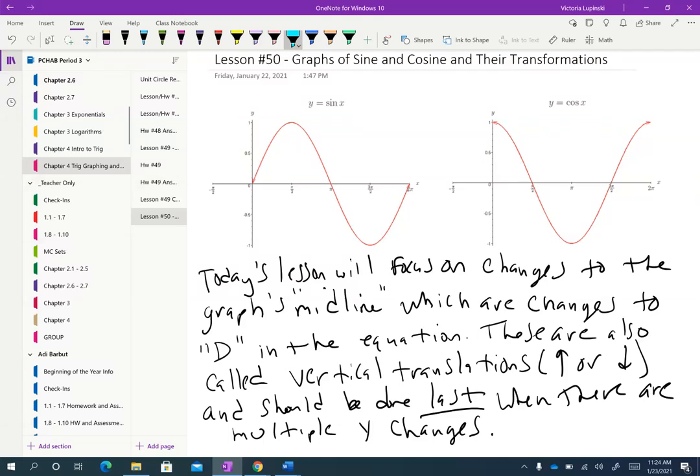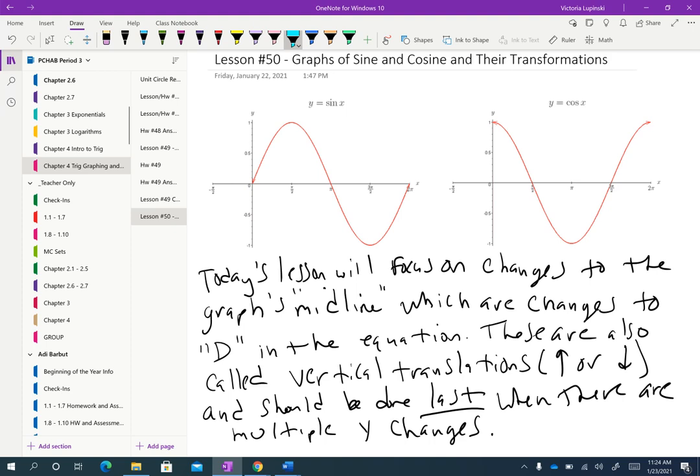All right, welcome everybody. Today we're going to talk about lesson number 50, and we're going to continue with the transformations of the graphs of the sine and cosine waves. So far, we have talked about changes in amplitude, which are represented by the letter A. We have talked about changes in period, which are represented by the letter B. And we have talked about changes in orientation, which means there's a negative sign out front, which means the graph is reflected over the x-axis.